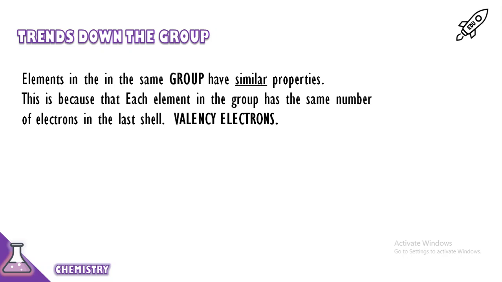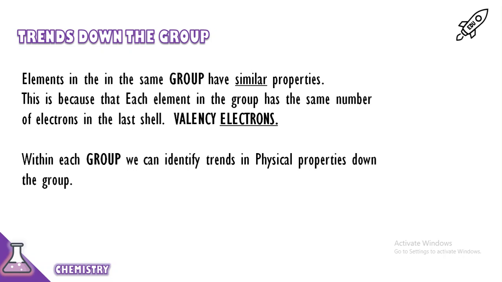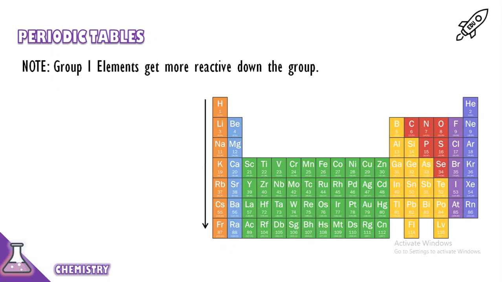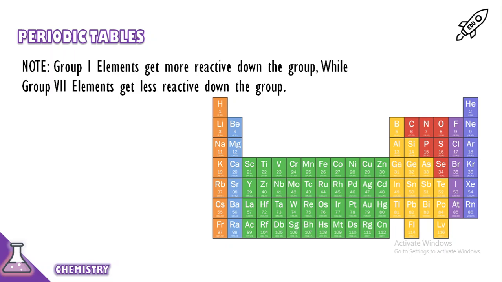Within each group, we can identify trends in physical and chemical properties down the group. In group 1, the elements get more reactive down the group. Let's underline valency electrons, because we have valency alone and valency electrons, so you don't get confused. Note that group 1 elements get more reactive down the group, while group 7, the second to last group, gets less reactive down the group.